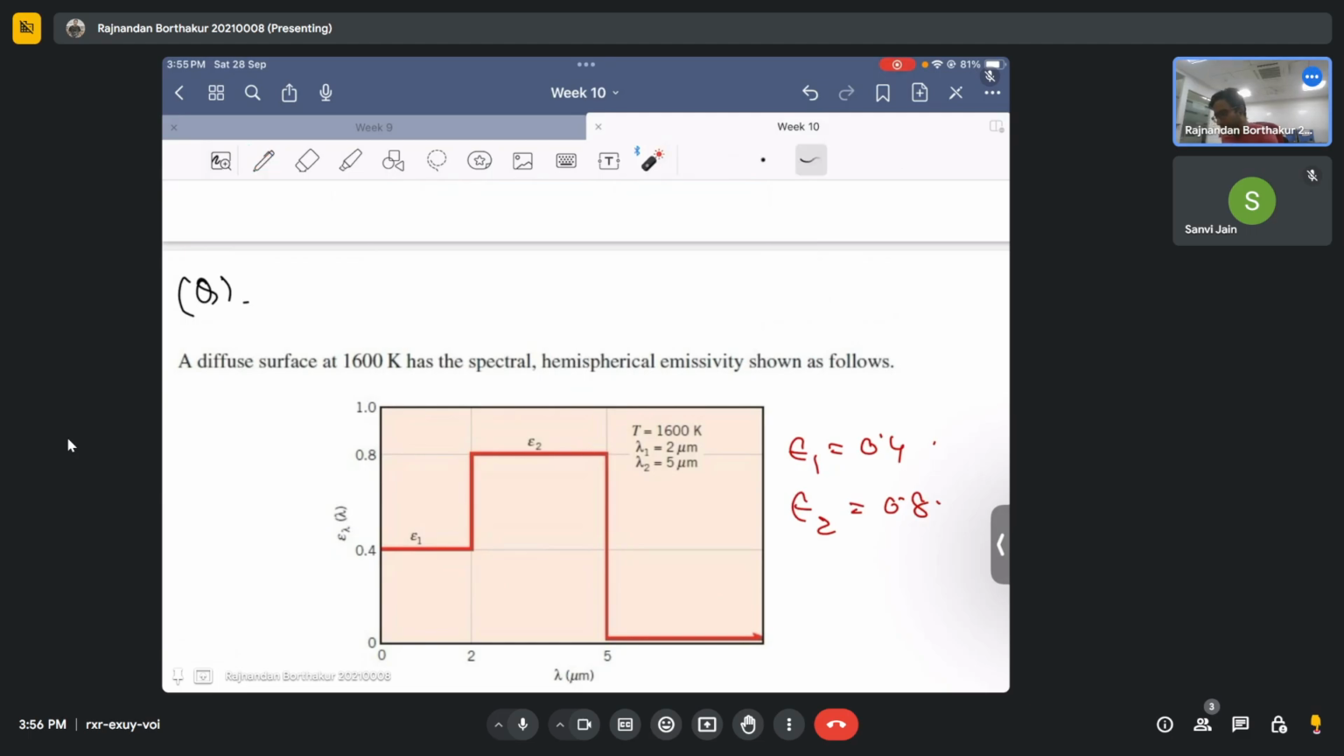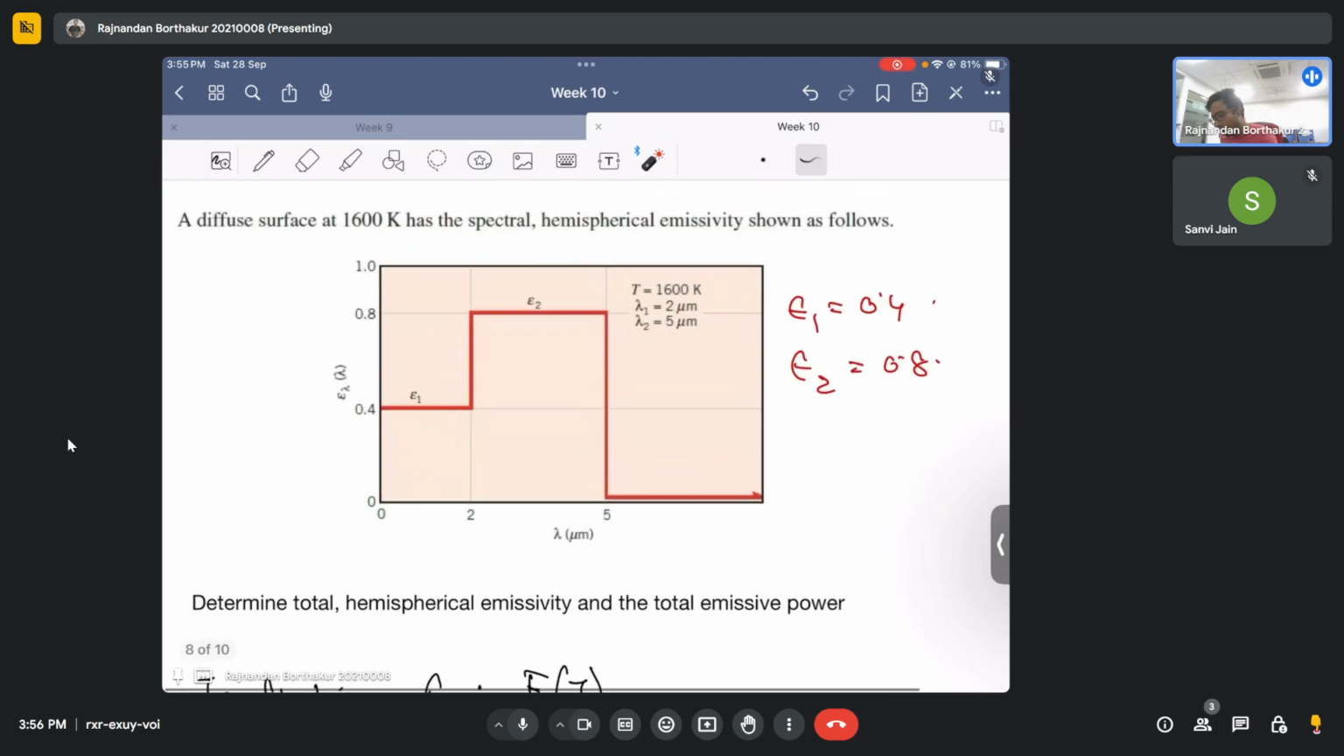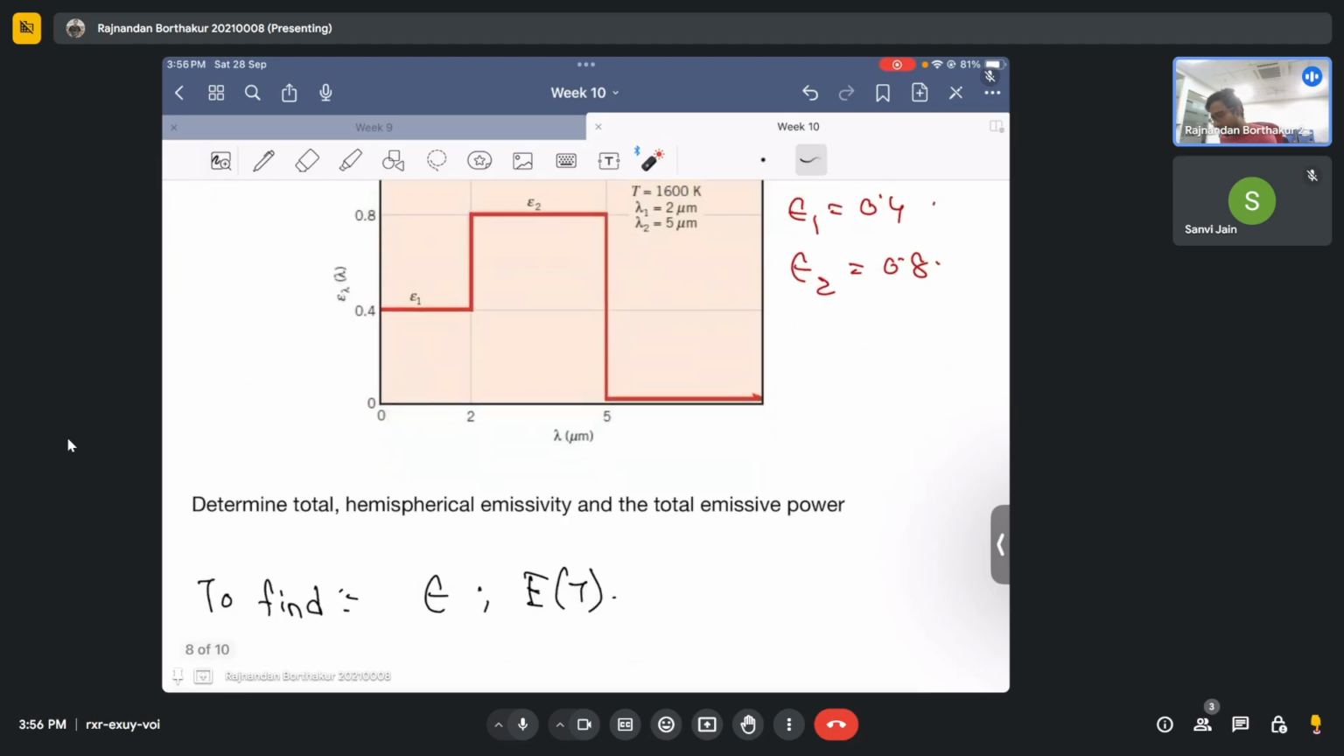I repeat once again, the given plot is a plot of the spectral hemispherical emissivity of a real surface as a function of wavelength. I call it a real surface because it has an emissivity which is not equal to 1. They're simply asking that, given that it's a diffuse surface at a prescribed temperature of 1600 Kelvin and you know the bands of wavelength, we calculate the total hemispherical emissivity and the total emissive power. For the emissive power, we need to calculate the total hemispherical emissivity first, and then use the Stefan-Boltzmann law to calculate what the total emissive power will be.